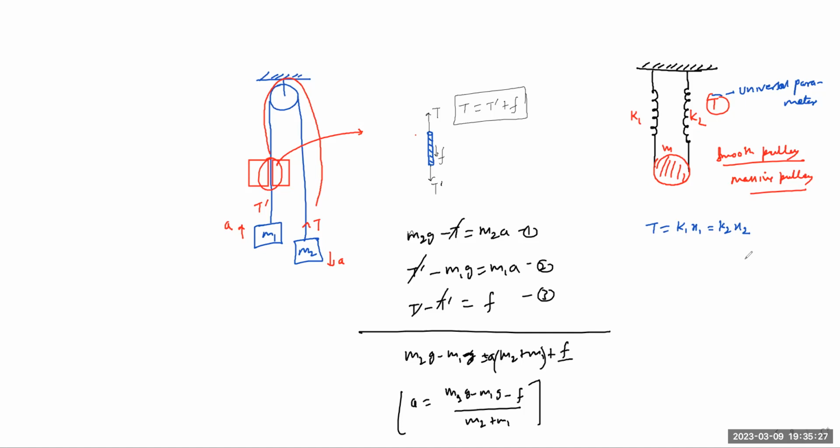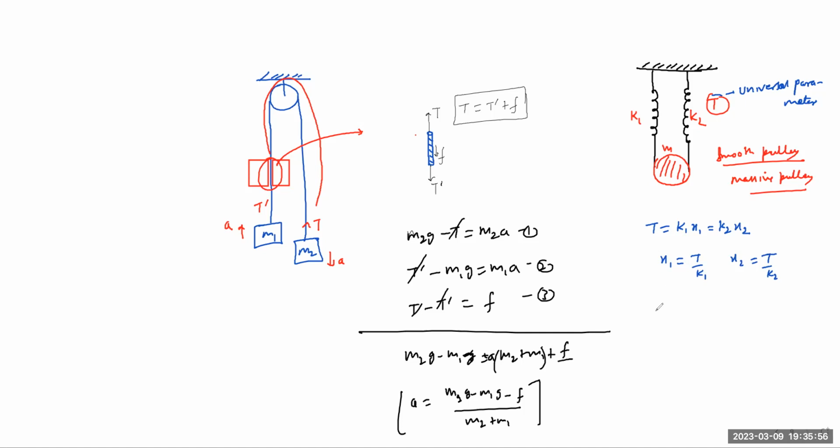The elongation in each spring will be in such a way as to create a tension which is common for the entire string. Is this clear? Yes, sir. And therefore, x1 will be T by K1, and x2 will be T by K2. What is the energy stored in the spring?